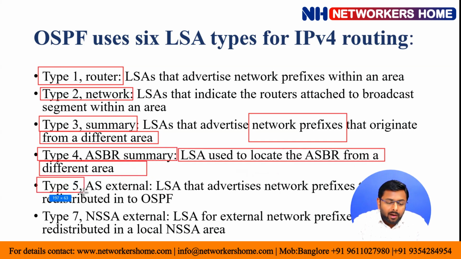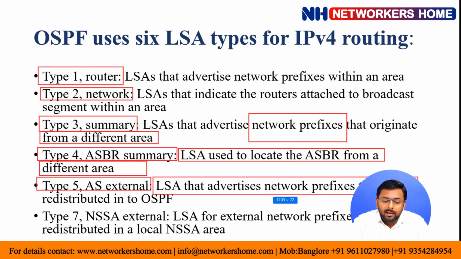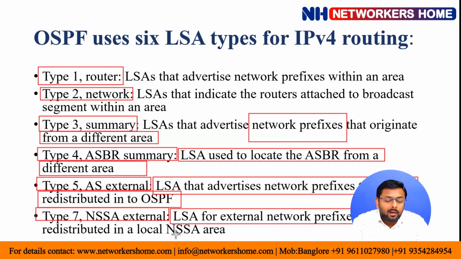Type 5 is called AS external, an LSA that advertises network prefixes that were redistributed into OSPF. And finally, type 7, NSSA, because I told you that type 6 is not preferred. Type 7 is NSSA external, an LSA for external network prefixes that were redistributed in a local NSSA area. And this is specific to the NSSA area only. So these are the types of the LSAs.